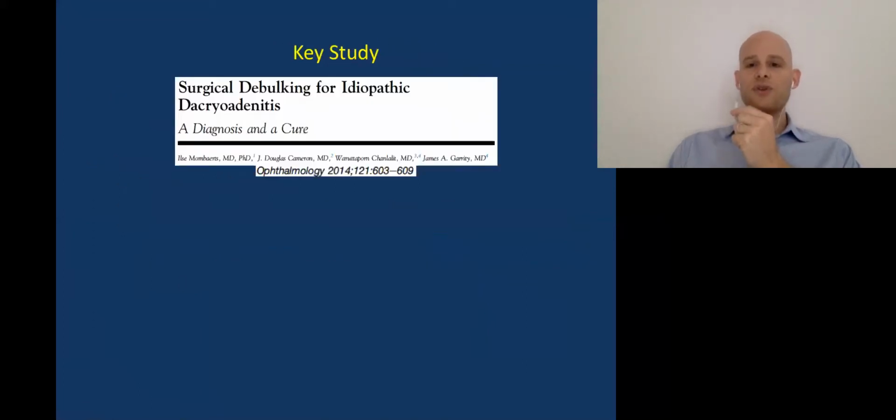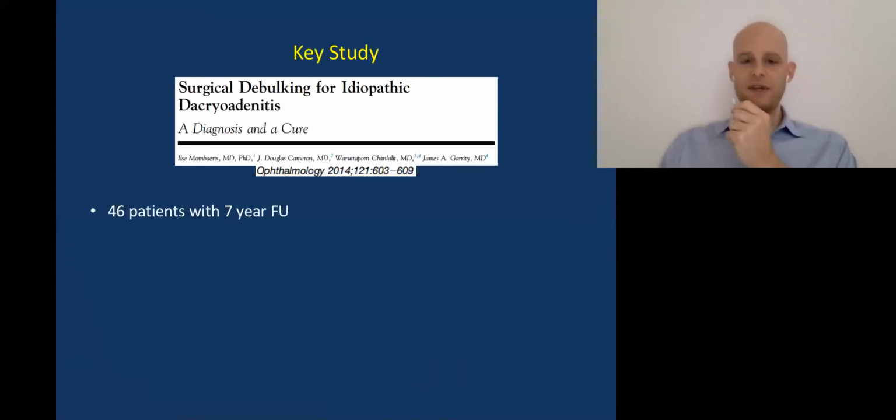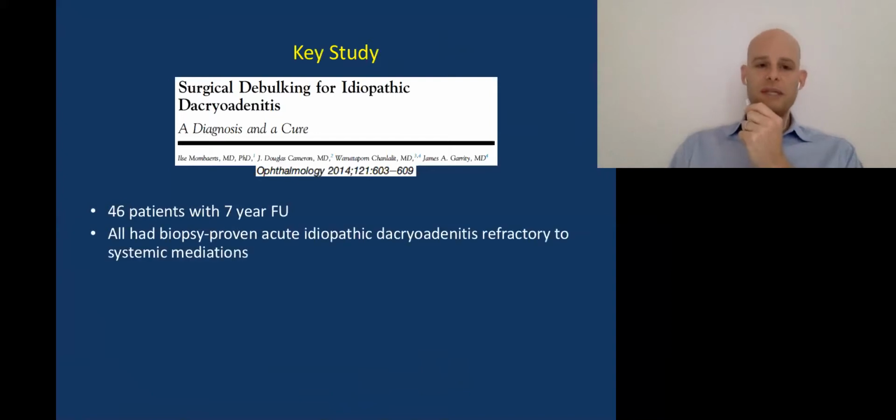So, surgical debulking for idiopathic dacryoadenitis. This was a big case series that was out of the Mayo Clinic and also a center in Europe. And it was published in 2014 in Ophthalmology. This was a series that had 46 patients with 7 years of follow-up. And every patient had biopsy-proven acute idiopathic dacryoadenitis.